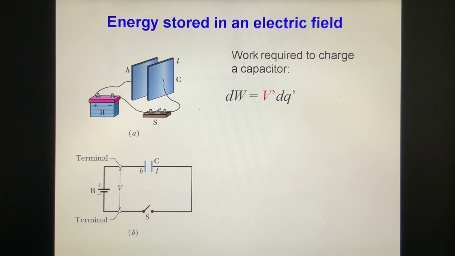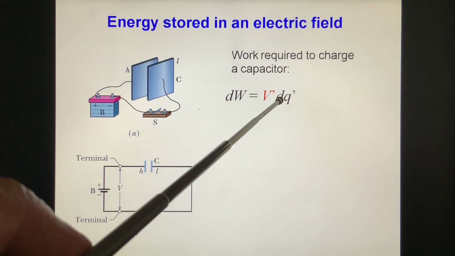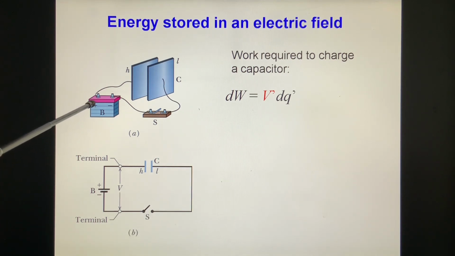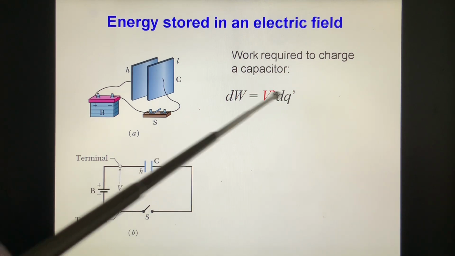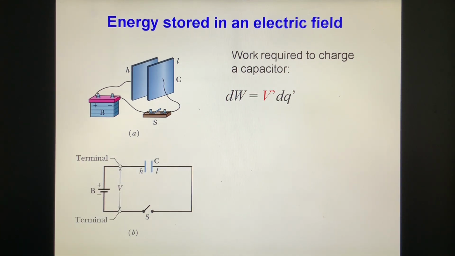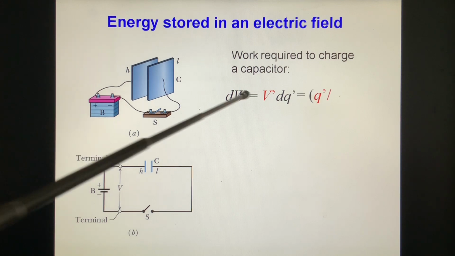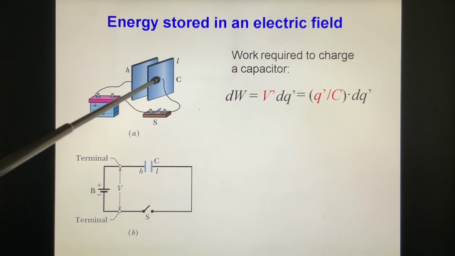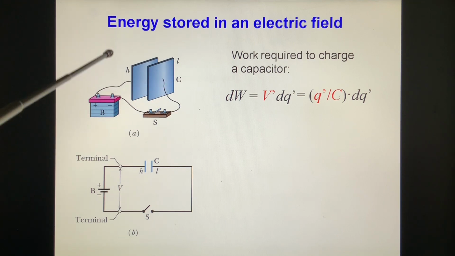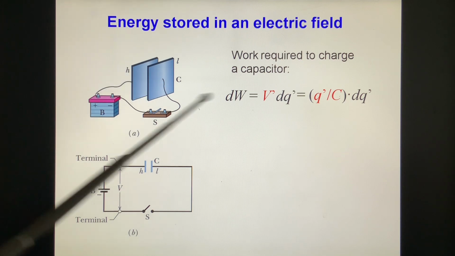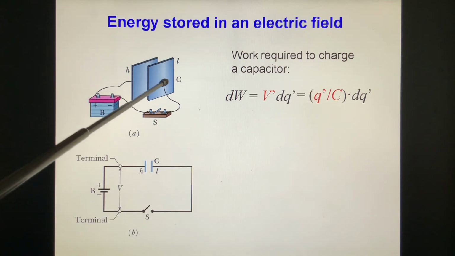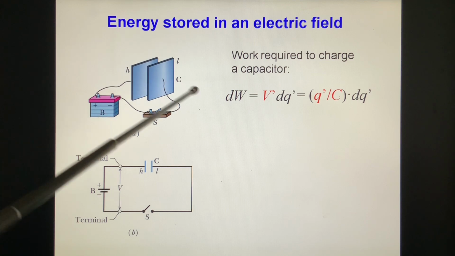Then at some point, the voltage difference is V prime, in the middle. And we move dq prime from the battery to this one. So the work we have to do is V prime dq prime, by definition. At V prime, the voltage difference is equal to Q prime over C, where C is the capacitance of this parallel plate capacitor, and Q prime is the charge already there, because with Q prime you have a V prime.